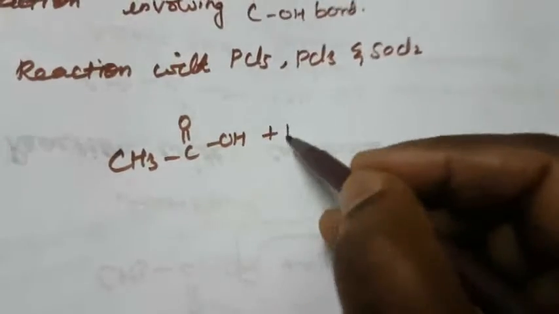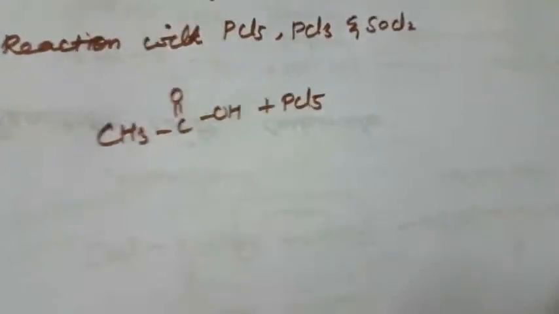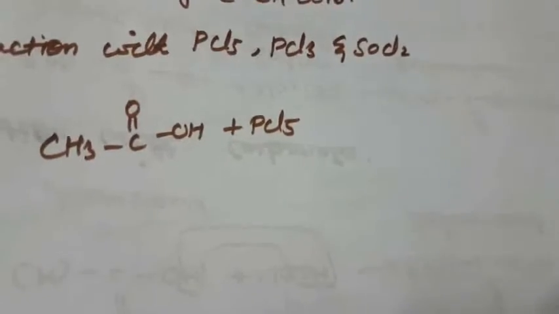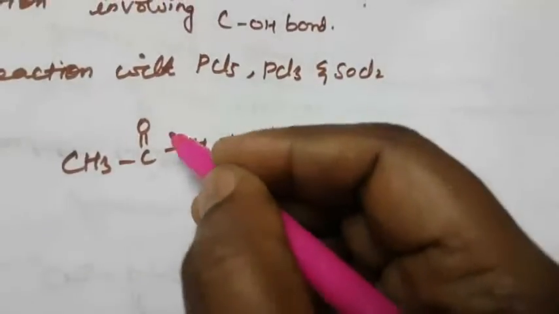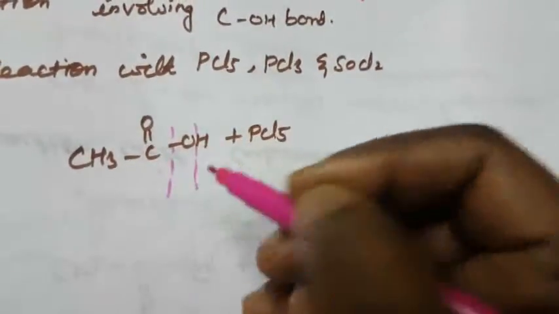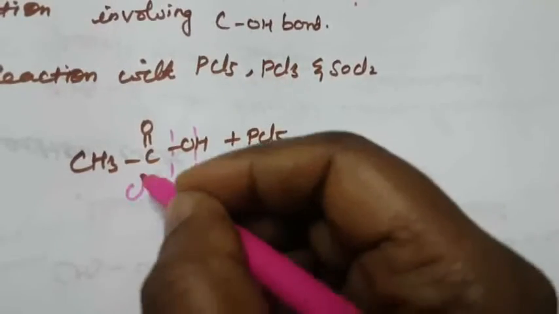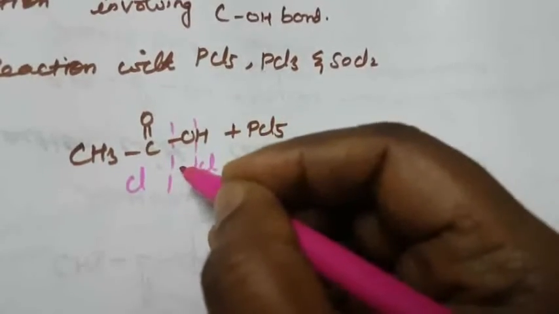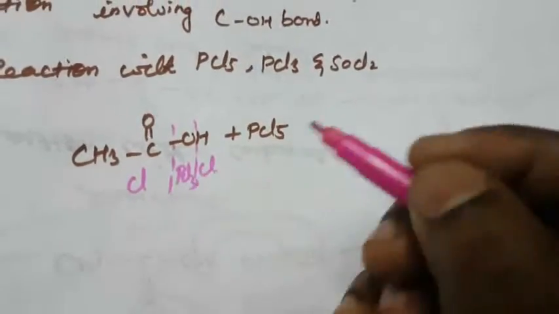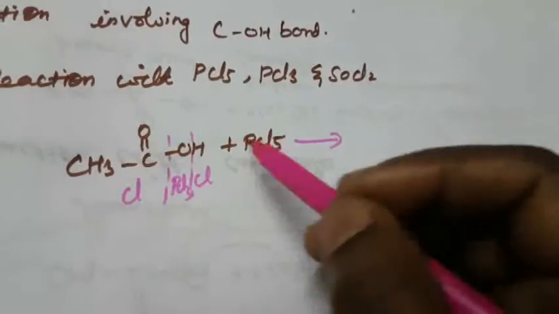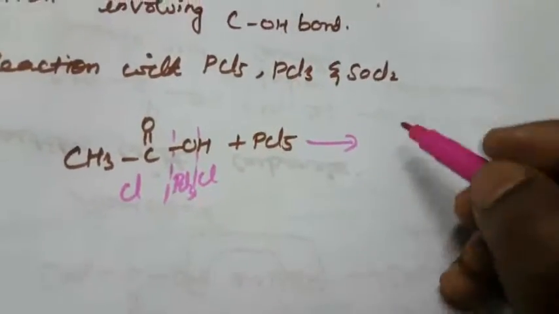So then acetic acid, CH3, C double bond O, OH, then PCl5. How will the acetic acid break down? Here the oxygen bond will be broken. PCl5 gives one Cl here, one Cl here, remaining PCl3. So that is how the 5 Cl divide like this.